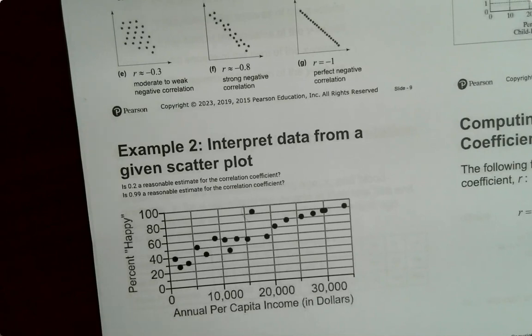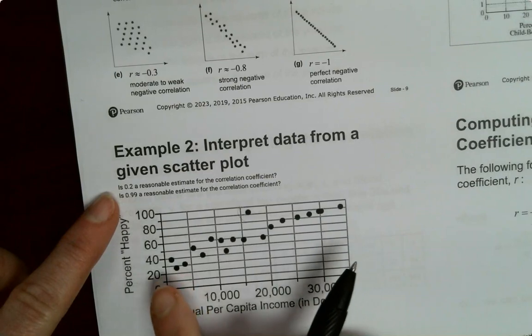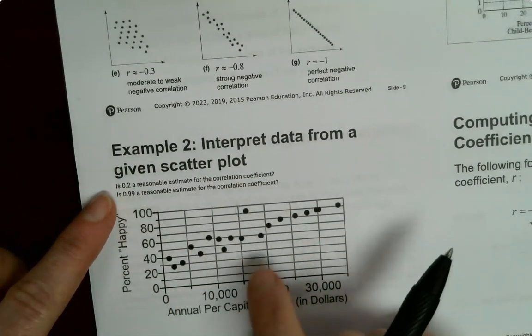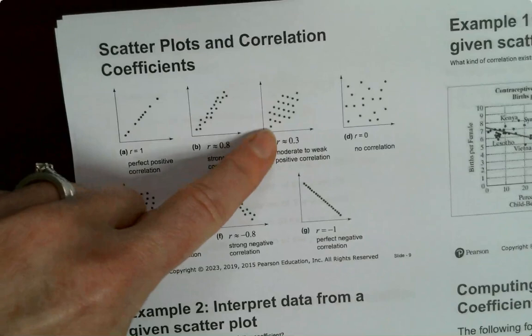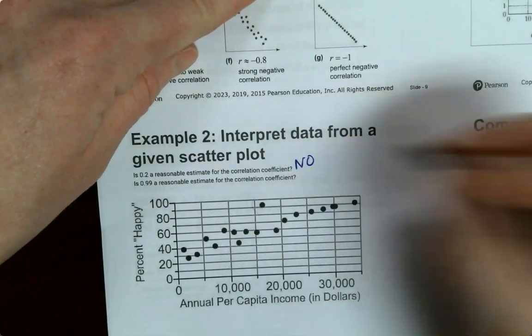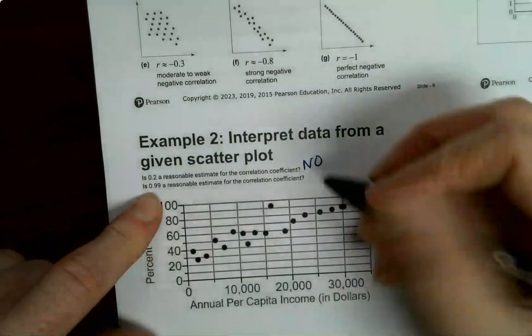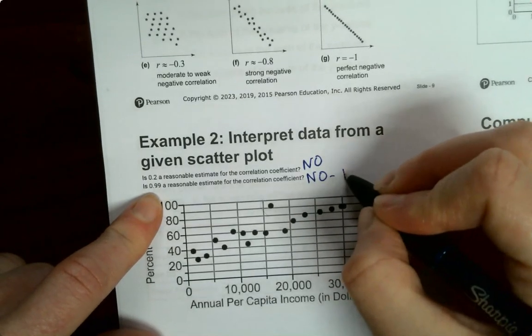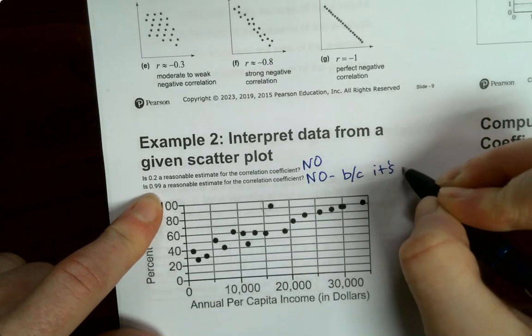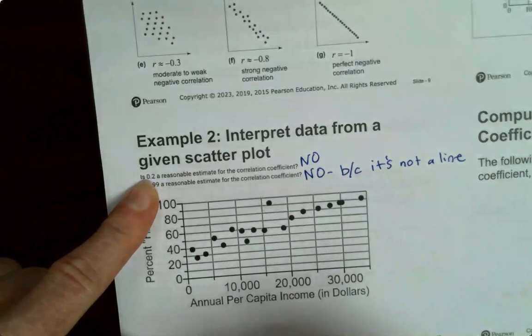Annual per capita income in dollars and then percent happy. So it says interpret data from a given scatter plot. Is 0.2 a reasonable estimate? Well, if we have a line here, say 0.3 would be like this. This looks like it's more in a line, so I would say no. 0.99, is that a reasonable estimate? I would say no, same there, because it's not a line. And then this one's a no because it's not scattered out enough.